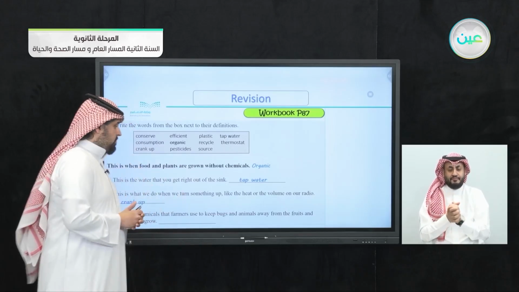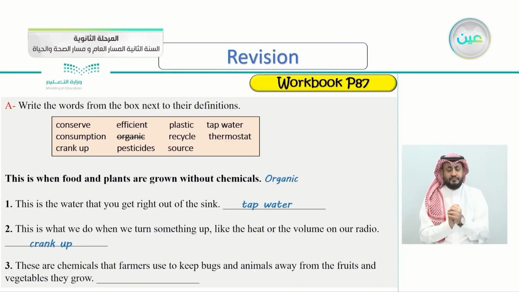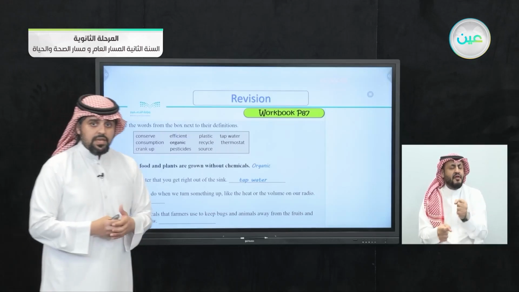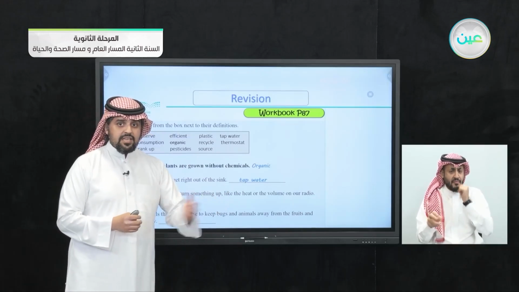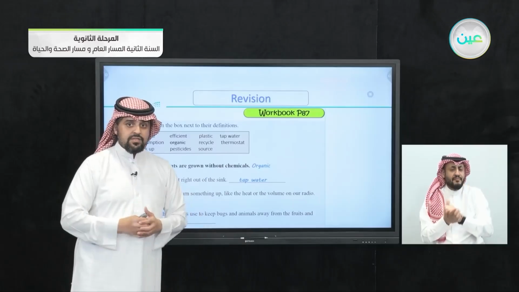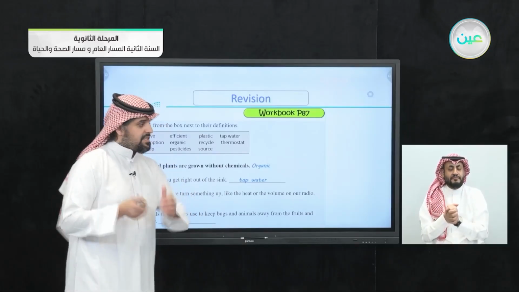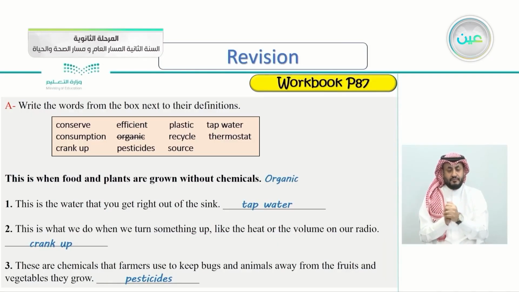Number 3, these are chemicals that farmers use to keep bugs and animals away from the fruits and vegetables they grow. What do farmers use on their farm to keep the bugs and insects away from the food? Yes, we call it pesticides. They spray pesticides on the fruit and vegetables to keep the bugs away.